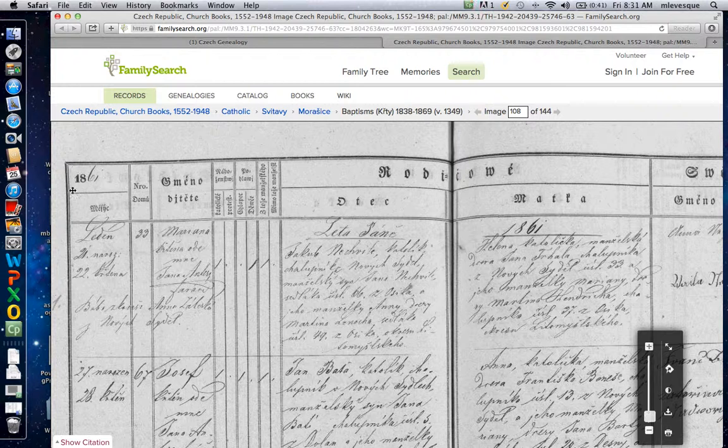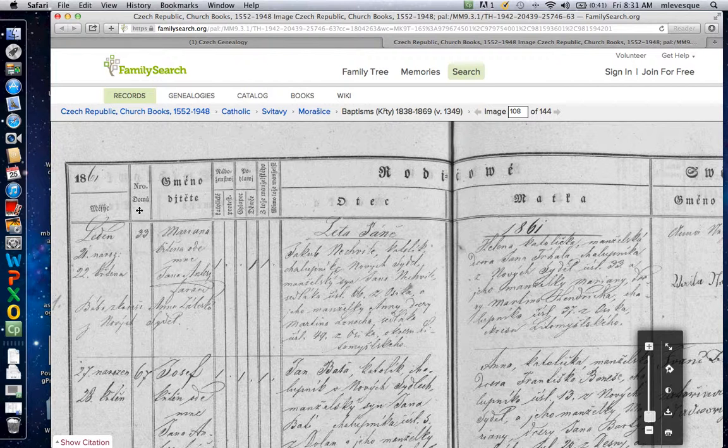Obviously, the first one here is the year. The word underneath it, měsíc, is month, so it's telling us the month. It is leden. Led means ice. This is January.